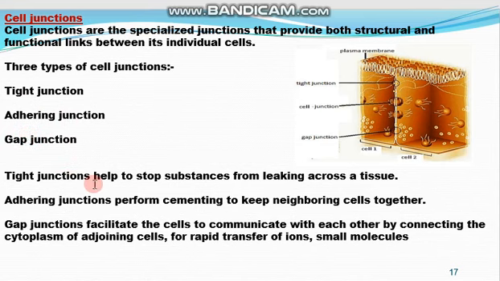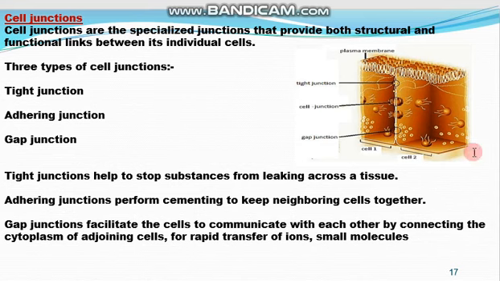Tight junctions help to stop substances from leaking across a tissue, and adhering junctions perform cementing to keep neighboring cells together, and gap junctions facilitate the cells to communicate with each other by connecting the cytoplasm of the adjoining cells for rapid transfer of ions and small molecules. So these are the three types of the cell junctions.